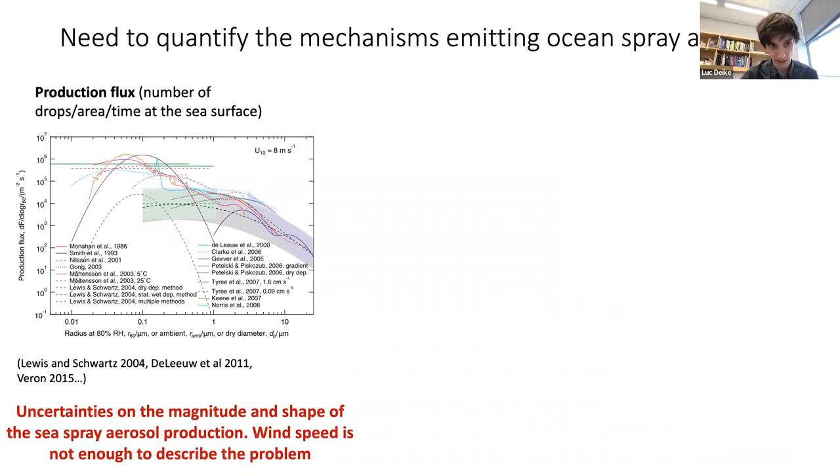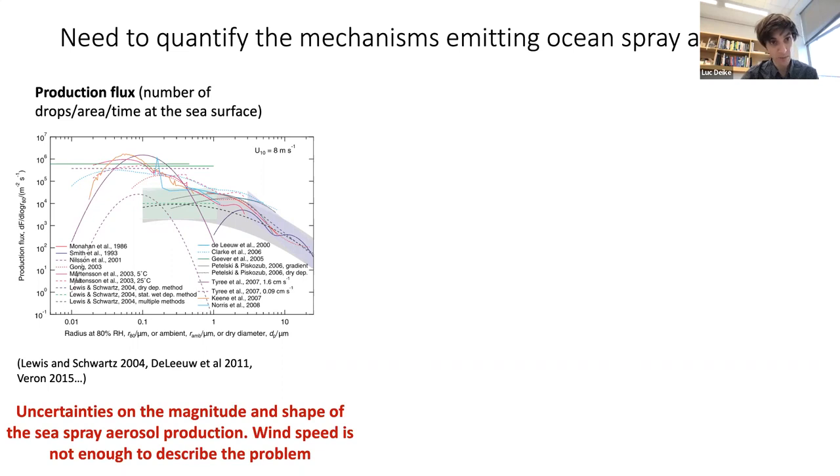The first one is the raw prediction of the emissions. So this is a plot of the production flux, so the number of drops produced per unit area of ocean per unit time at the ocean surface. In the x-axis, you have the size of the aerosols, of the drop at 80% humidity. And it goes from around 10 nanometer to 10 micron, and the curve could go beyond.